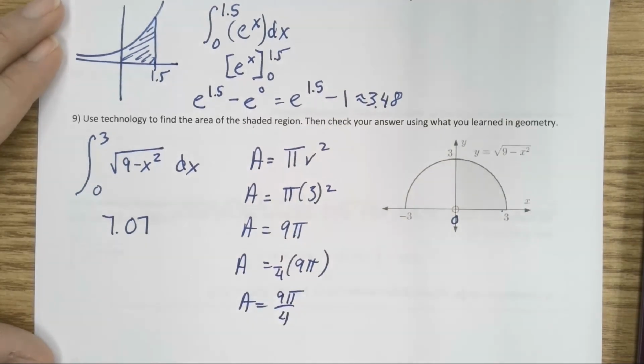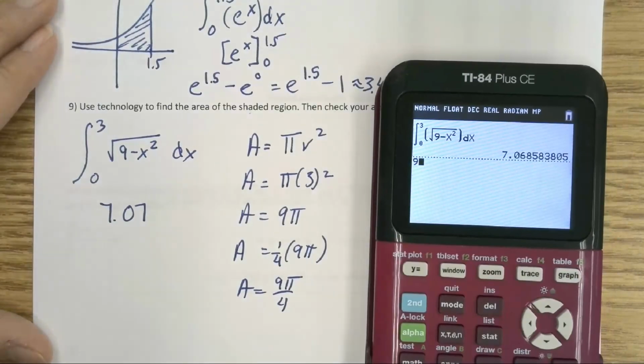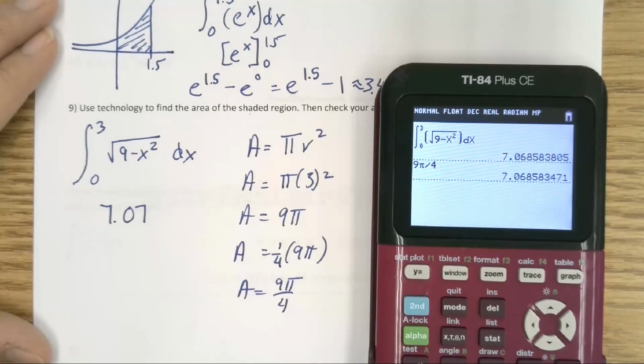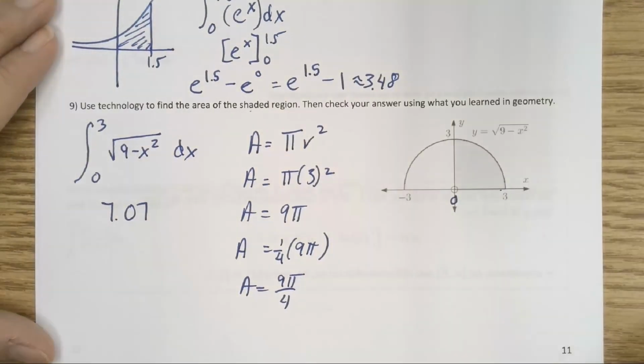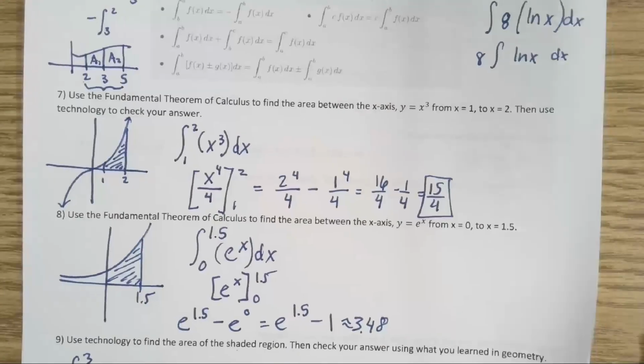So let's take a look and see if 9 pi over 4 is equivalent to what we found. And sure enough, it is. It confirms that we got the same exact answer, 7.07. So that is the end of our definite integral section.